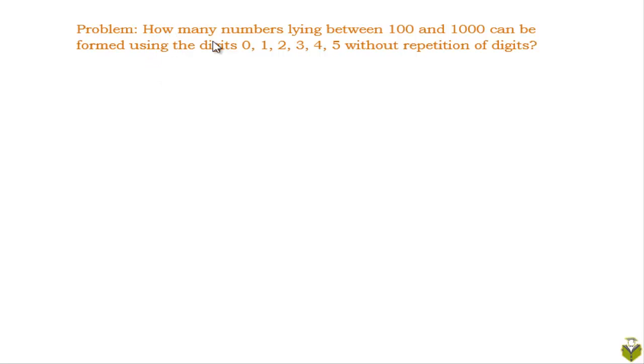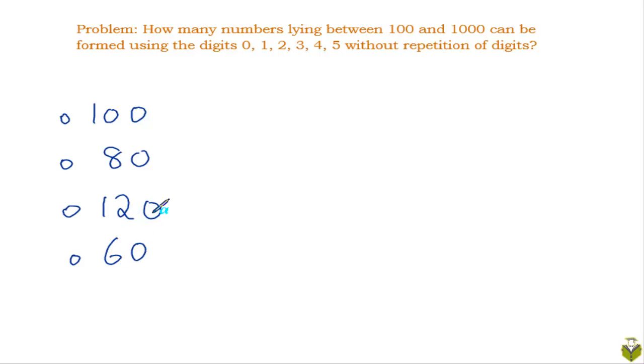So the question is, how many numbers lying between 100 and 1000 can be formed using the digits 0 to 5 without the repetition of digits? So I'll give you the choices for this. I have 100, 80, 120 and 60. The correct answer is 100. So let us look at the solution.